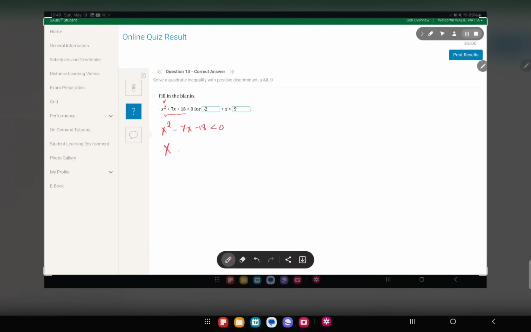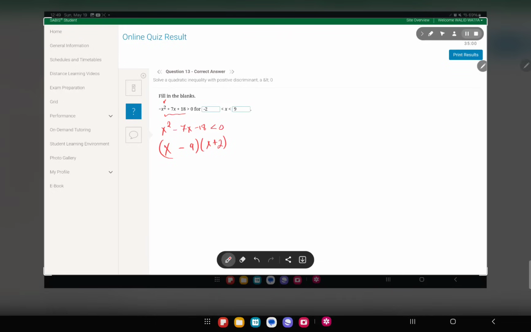If you factor this, you're going to get x minus 4. No, sorry, x minus 9, x minus 2. Sorry, x plus 9. Wait, was it x plus 9? No, it's x minus 9, x plus 2 if you factor. I forgot how to factor, I don't know why.